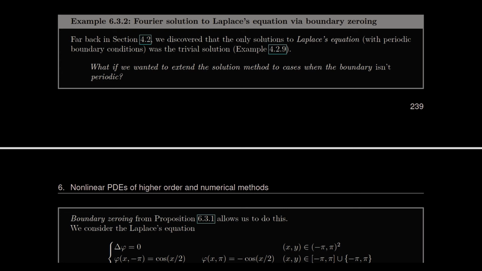Let's actually see an example of this. This isn't even getting into Galerkin methods at all. I'm just showing you maybe how boundary zeroing can be useful. So let's find a Fourier solution. This is really going to be a Fourier sine series solution to Laplace's equation with boundary zeroing.